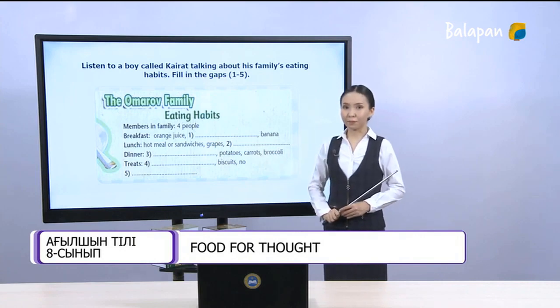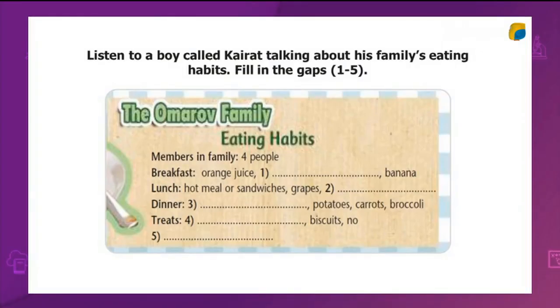Listen attentively. Hi, my name's Kairat Omarov. There are 4 of us in my family and we all have similar eating habits. My parents say that breakfast is the most important meal of the day, so we like to have orange juice, cereal, and a banana each for breakfast. After that, my mum and dad go to work and I go to school with my sister. Around midday, my sister and I have our lunch. We sometimes have a hot meal from our school canteen, but most days we bring sandwiches, some grapes, and an apple from home. When we finish school, we go home and my mum cooks our dinner.